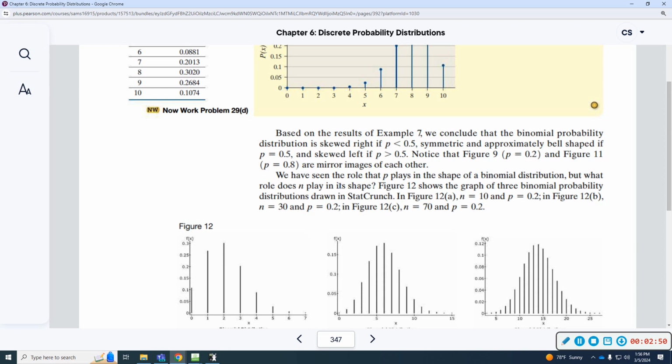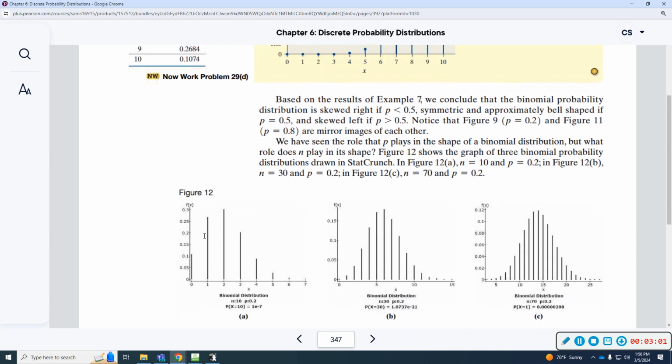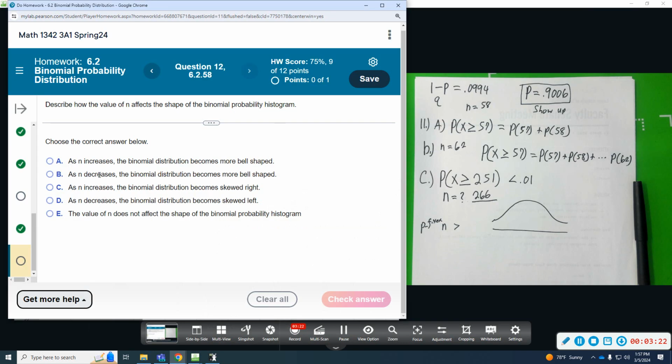So then when you look at n, if we're changing n from 10 to 30 to 70 and so on, these are the shapes that we see. When we're holding the probability at 0.2, we have a skew to the right, and then as we get to 30, it looks a little bit more normal. You still have a small skew to the right, but then when we go to 70, it looks normal. So that's what this question is asking. As the value of n gets greater, we get closer to this normal shape.